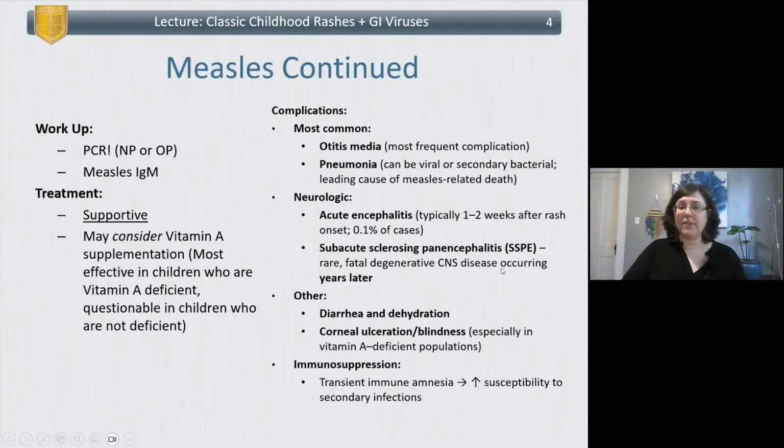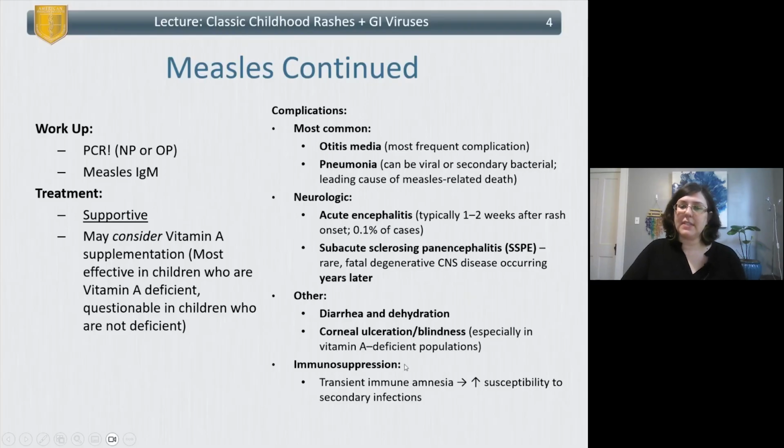fatal degenerative CNS disease called subacute sclerosing panencephalitis, or SSPE, which can occur many years after the measles infection and after resolution of the infection. Diarrhea and dehydration. And you can also, in some cases, have a corneal ulceration or blindness. And this is particularly in those children who are vitamin A deficient, more commonly seen in low resource settings.